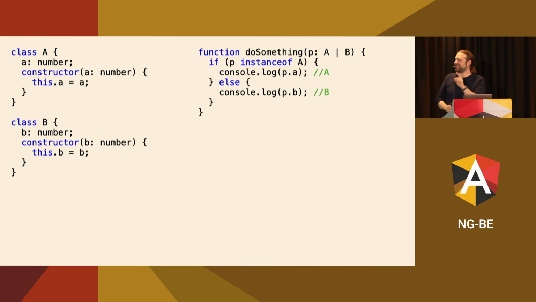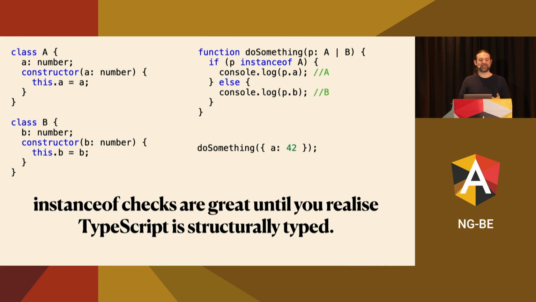Except that you realize that TypeScript actually has a structural type system, so you can pass literal objects just like that, as long as they have the same shape as the instance of one of your classes. It has the same shape, it has the same type according to TypeScript, but it's not an instance of A. It's not an instance of A, which means that this runs into the else branch, you log out undefined, or if you're actually doing something with your properties, you're creating a beautiful runtime error and your application crashes. You know, those things TypeScript is supposed to get rid of. So instance objects are great until you realize TypeScript is actually structurally typed.